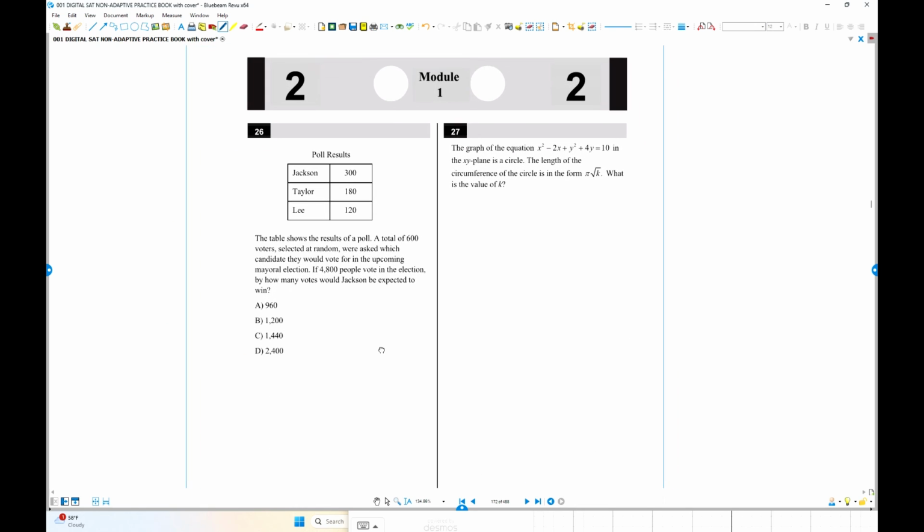Here we go, number 26. So poll results: Jackson 300, Taylor 100, Lee 180. Jackson is the winner, okay? This is a sample, it was 600, okay? So using this, we're going to predict for the entire population of 4,800, okay? 8 times, isn't it? 600 times 8, all right? So 300 times 8 is what? 2,400 in this population.